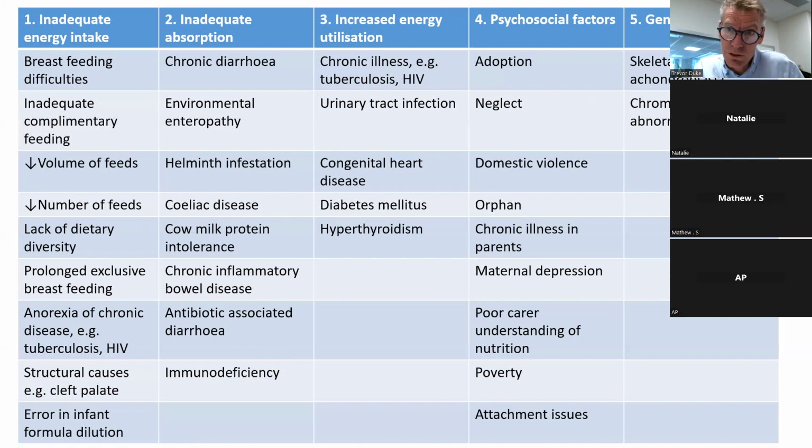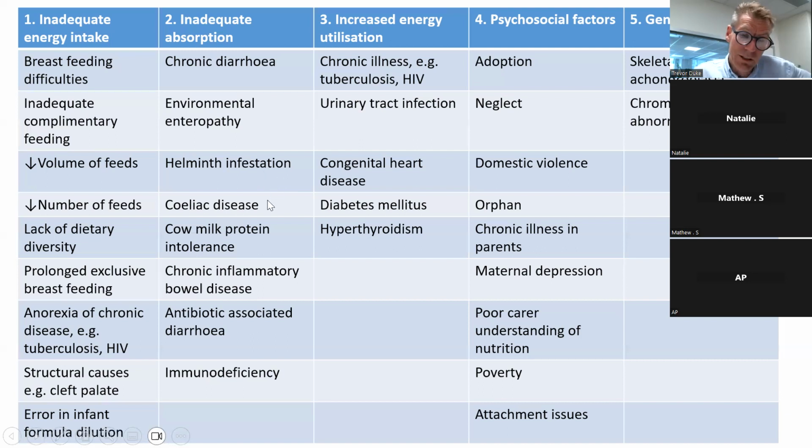Sometimes there'll be helminth infestation, like with hookworm or other worm infestation, that will lead to nutrition loss and also lead to energy consumption. So the worms, if they're abundant, will consume a lot of energy from the food that's taken, and therefore there won't be enough energy to be absorbed.